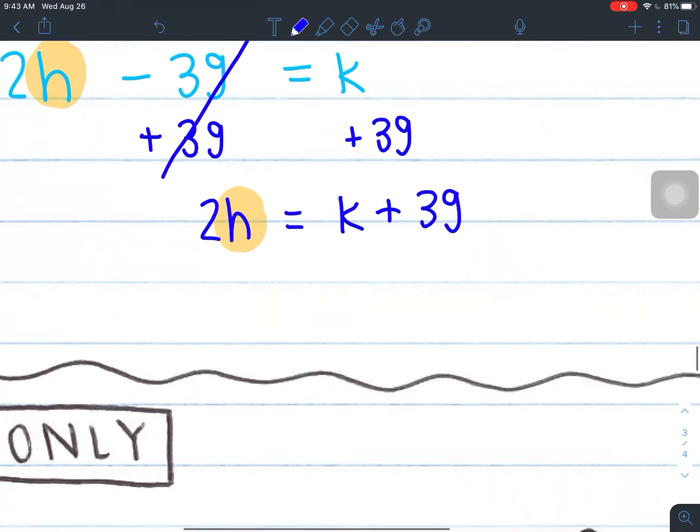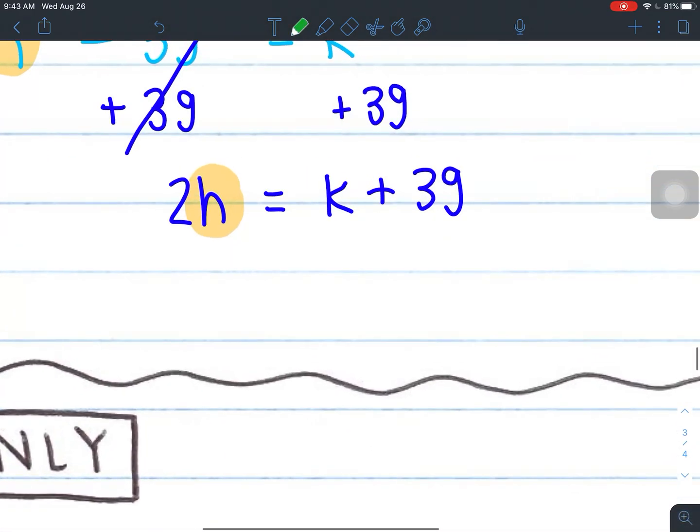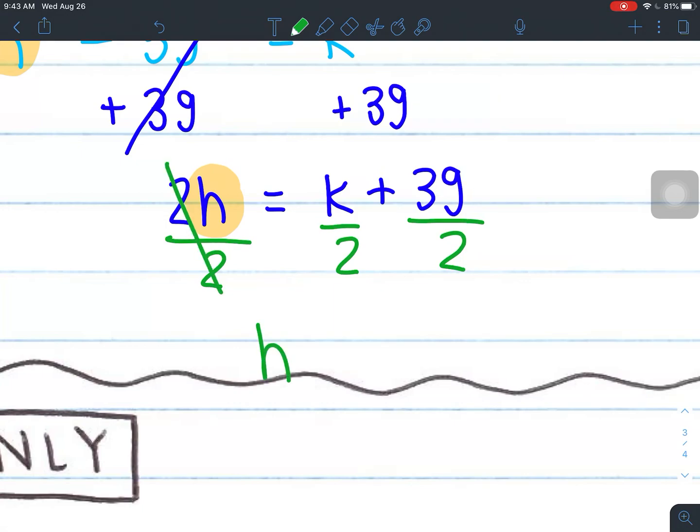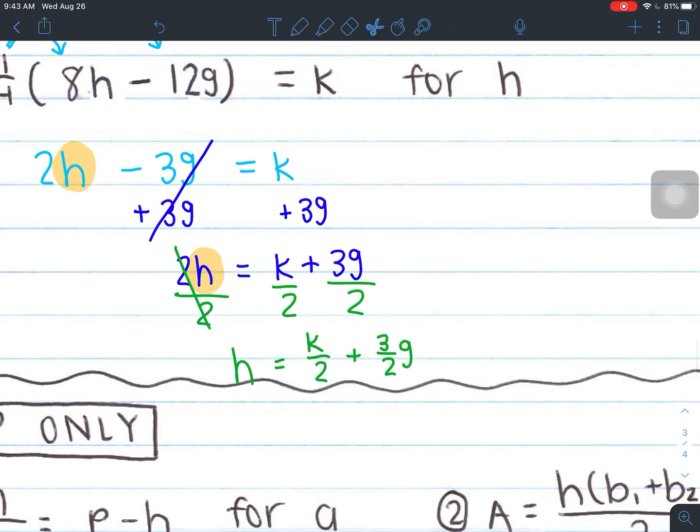Now, h again is still not by itself, so my next step would be to get rid of that 2. Now I would divide by 2. You always divide and multiply after you've already added and subtracted everything you can. So I would divide every term by 2: k by 2 and then 3g by 2. Remember, terms are the things that are separated by plus and minus signs. 2 divided by 2 cancels and becomes 1, so I have h equals k divided by 2, which cannot be simplified, plus 3g divided by 2. When you have numbers like this, I like to pull the 3 and the 2 out to the side and put the g next to it. So this would be plus 3 over 2g. All right.